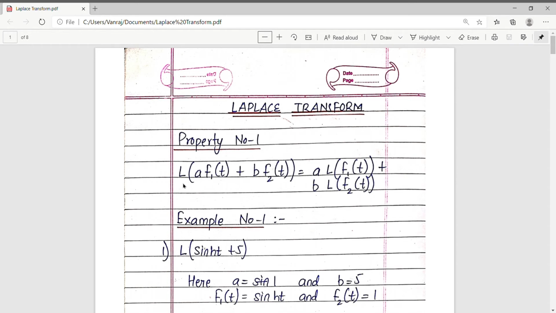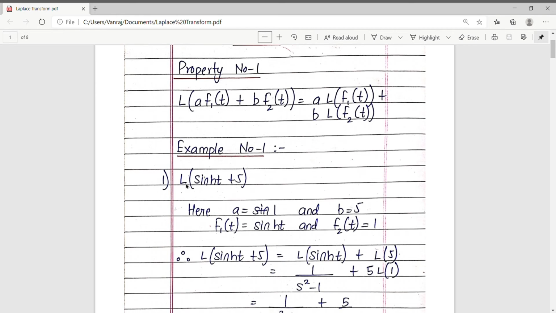So the first property says that if we have to find the Laplace transform of a into f1 of t plus b into f2 of t, then it will be a into Laplace transform of f1 of t plus b into Laplace transform of f2 of t. Okay, so let's see with an example.